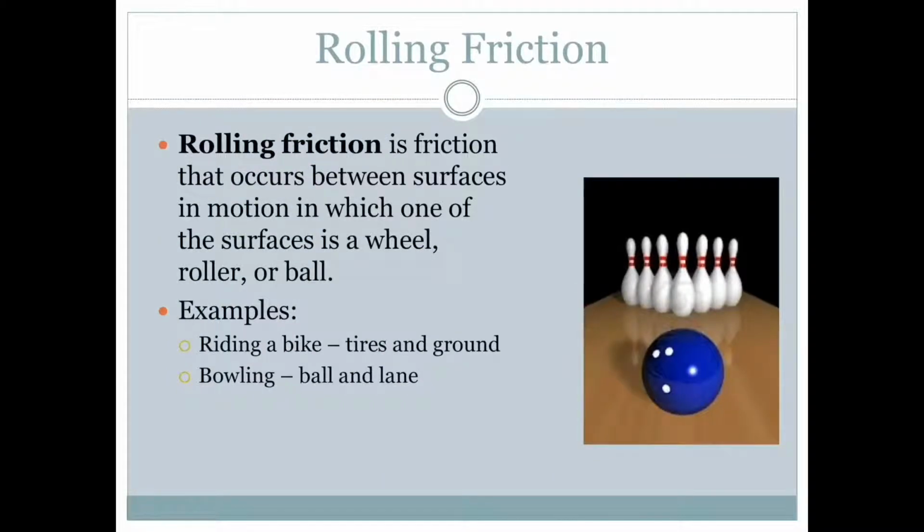So what is rolling friction? Well, rolling friction is the friction that occurs between surfaces in motion in which one of the surfaces is a wheel, a roller, or a ball. So examples are like riding a bike, the tires on the ground, bowling the ball in the lane. And when you're bowling, they try to reduce the amount of friction on the lane with that wax that they put over the alley, which is why they tell you not to walk on it. But it doesn't stop the friction altogether. It just reduces it so that your bowling ball can get all the way down the lane.